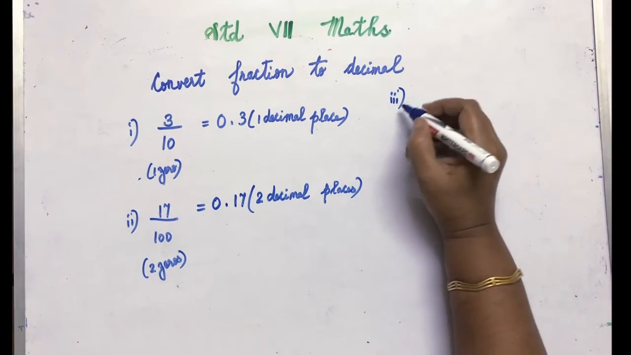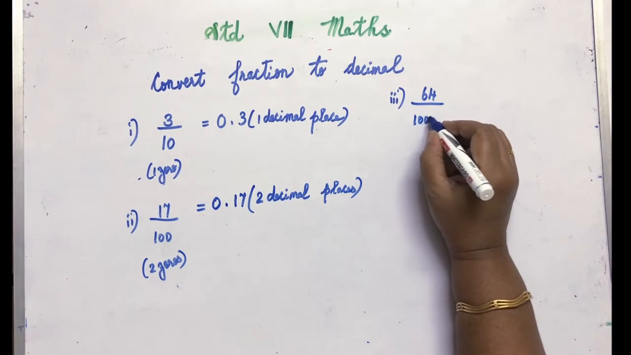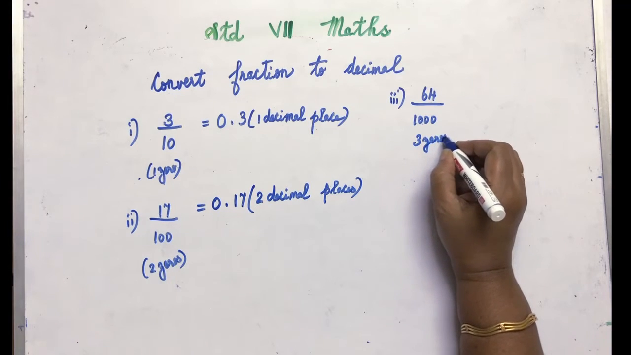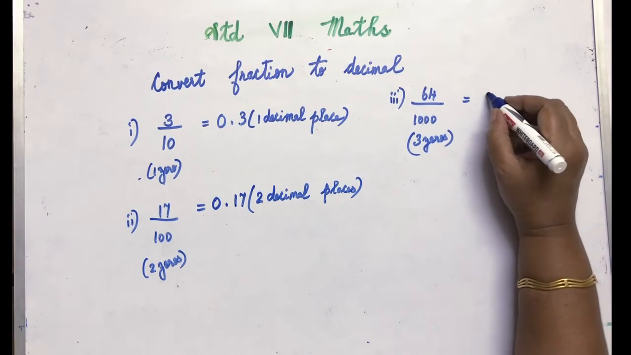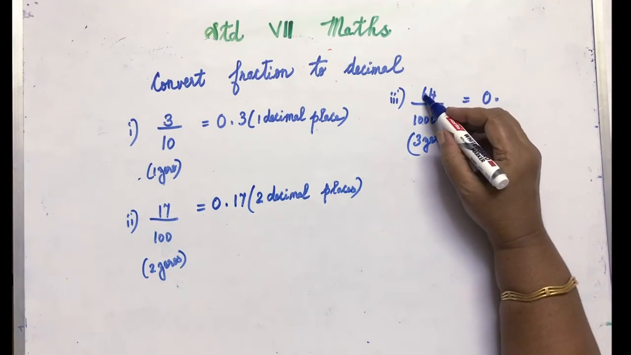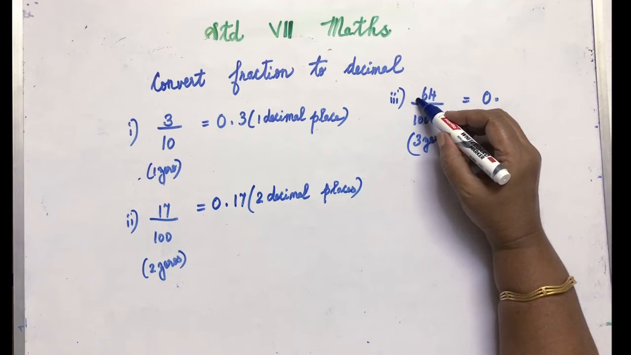Now third sum, 64 by 1000. Here we are having 3 zeros for 1000. So after the point there should be 3 numbers. So there is no whole number here, so 0 point. But for writing 3 numbers we have only 2 numbers here. So we have to make this 64 into 3 numbers by putting one 0 in the front.